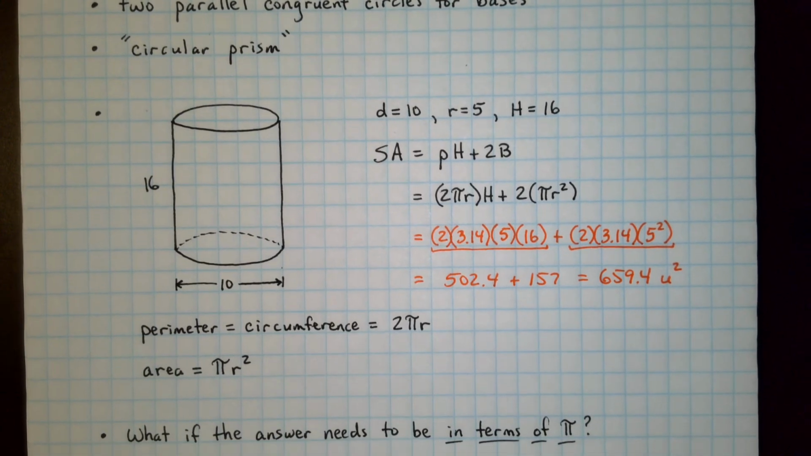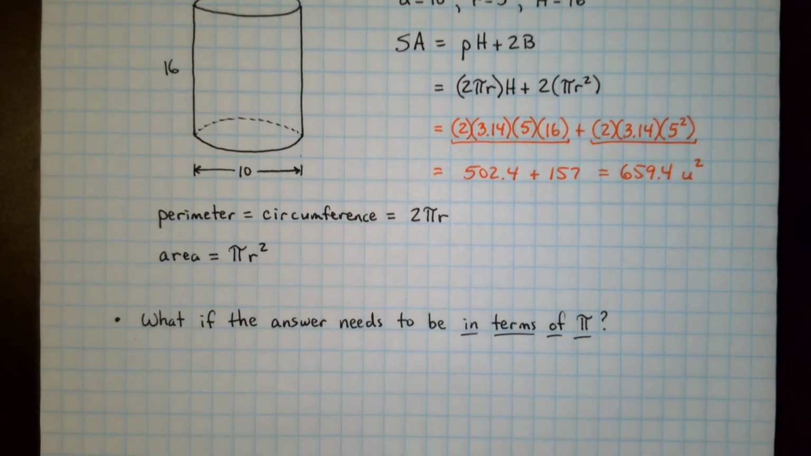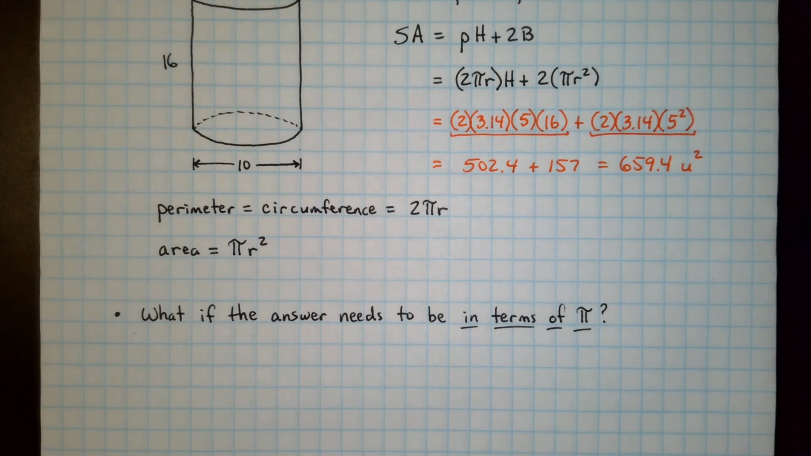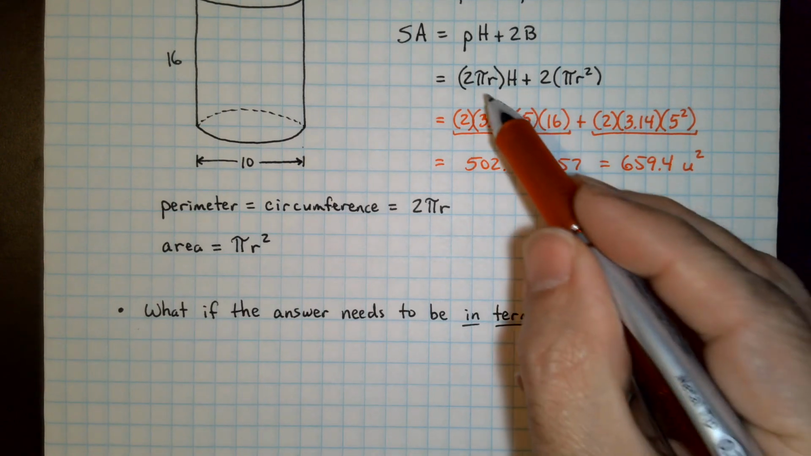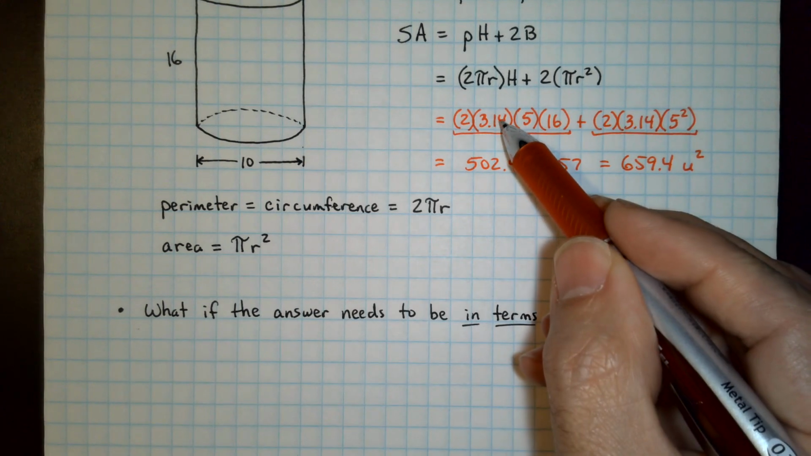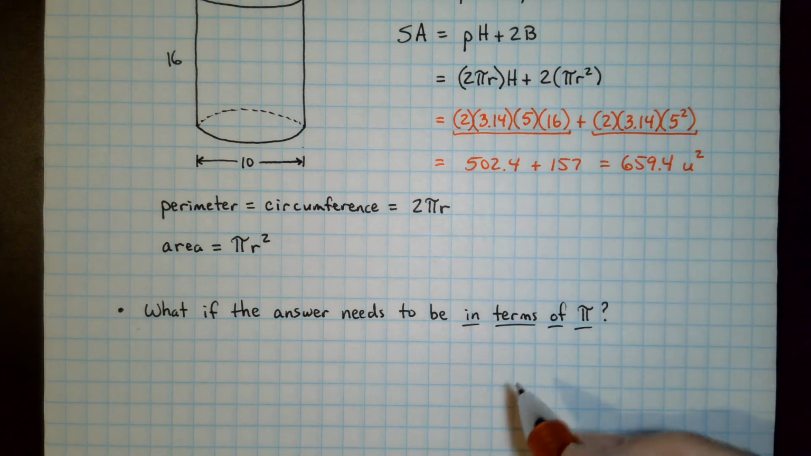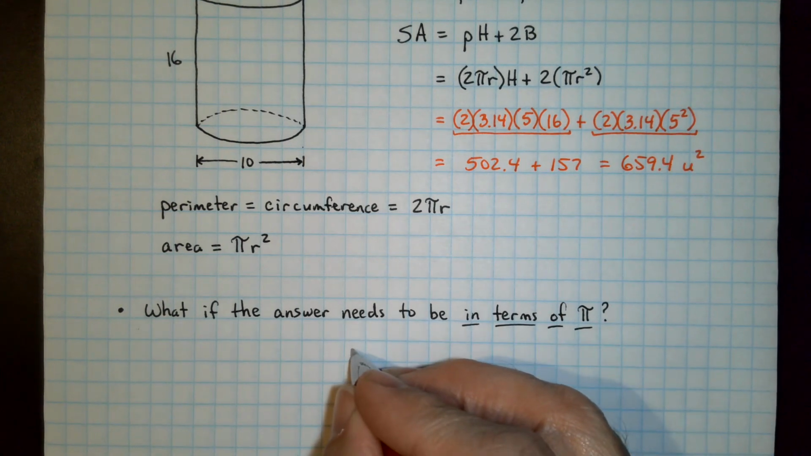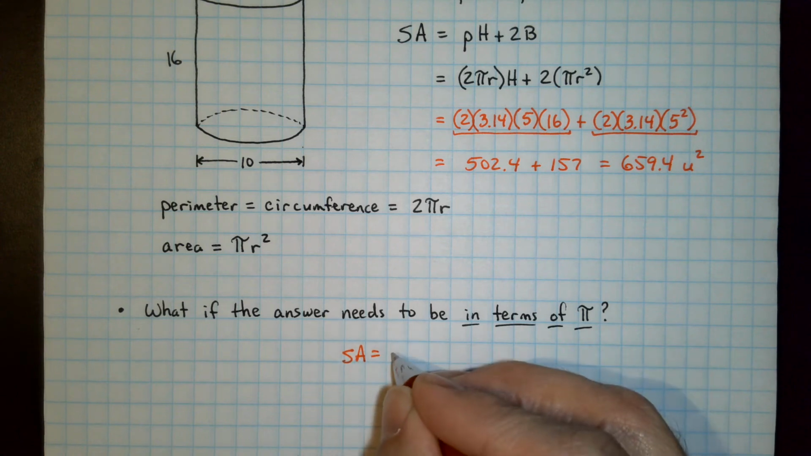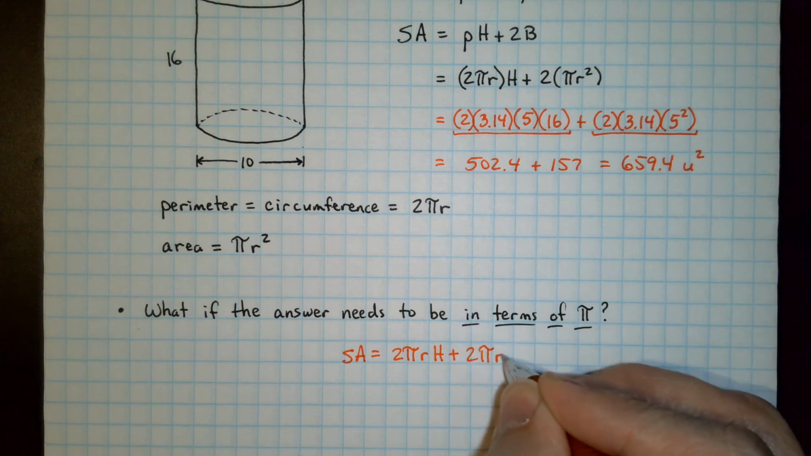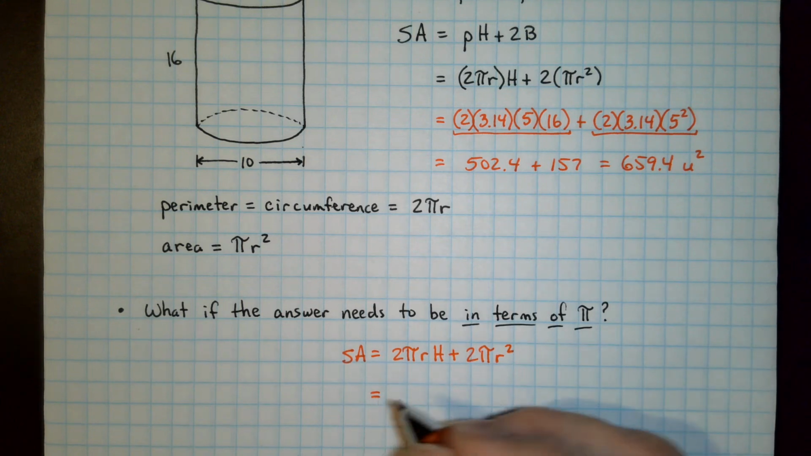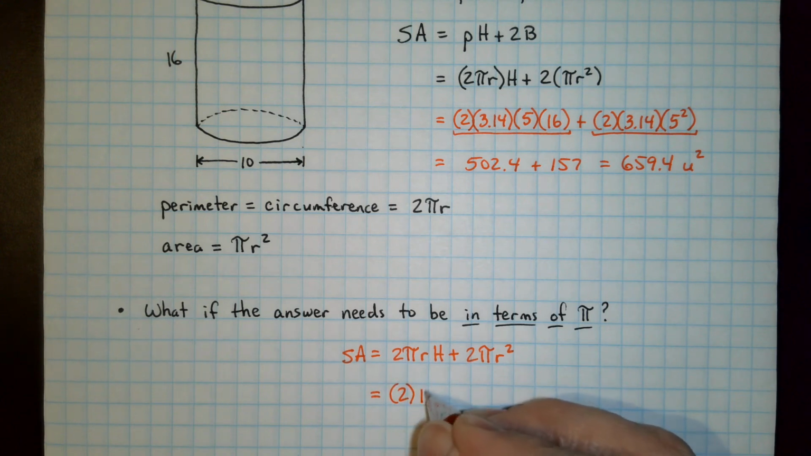Now there's another concept that comes into this sometimes, and that is, what if the answer needs to be in terms of pi? That phrase, in terms of pi, means that instead of substituting 3.14 or any other decimal value for pi, we actually leave the symbol there. So at that point of the problem, we had that surface area was 2 pi r h plus 2 pi r squared. And then we substituted some values in, but this time we're going to leave pi there and put the other values in.